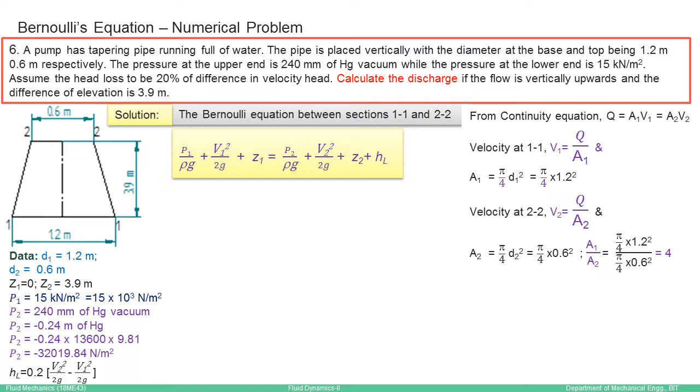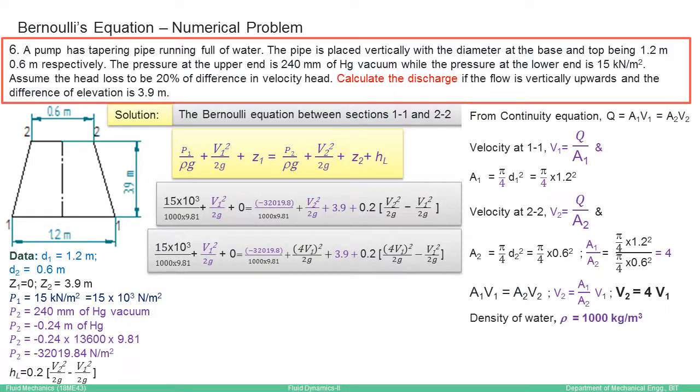Remember we have a1 is equal to pi d1 square by 4, a2 is equal to pi d2 square by 4. From that, and d1 is 1.2 meter and d2 is 0.6 meter, using that, we can find out the ratio of a1 and a2. A1 by a2 is 4. And from continuity equation, Q is equal to a1 v1 is equal to a2 v2. So using that, v2 is a1 by a2 into v1, and we just established that a1 by a2 is 4, because of which v2 is 4 times v1. You can cross check that velocity at section 2 is 4 times that of v1.